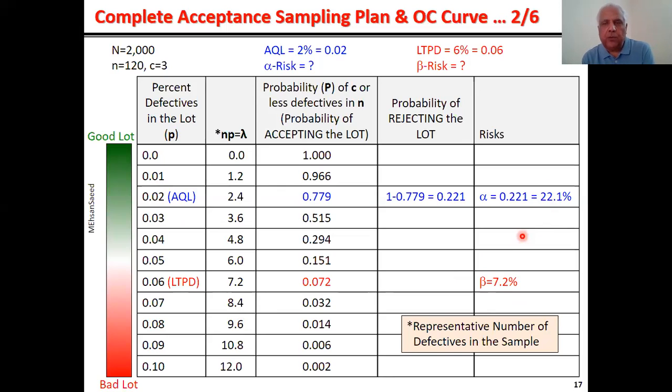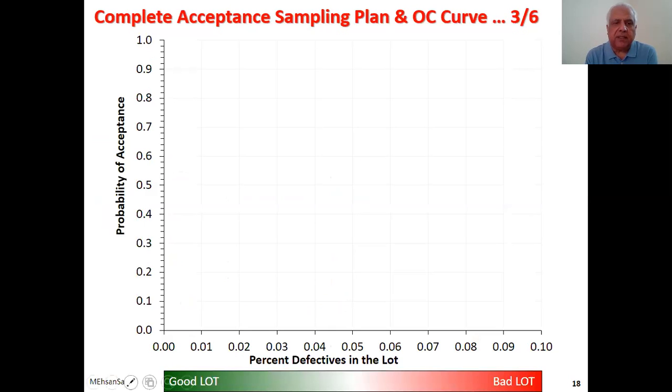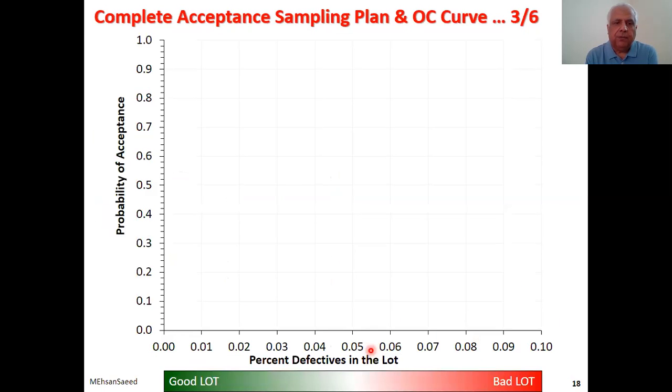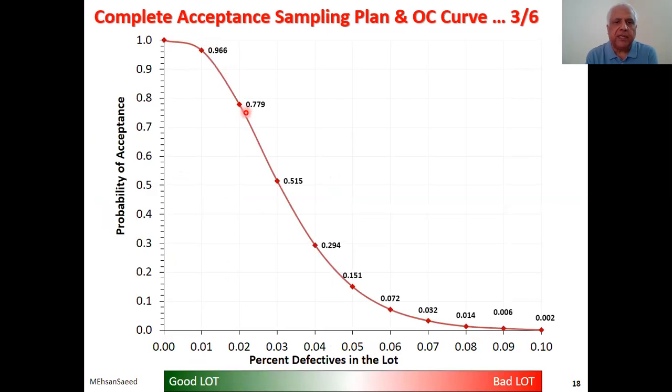So now we will convert this into the OC curve. And for the OC curve, we will plot, if you recall, the quality along the x-axis and the probability along the vertical axis. And let's do that. This is the same quality, good lot on the left, bad on the right. This is the quality level going from 0% to 10%. And this is the probability from bottom up. And if you recall, for the first one, it was 96.6%. So for the first one, it is 96.6%, and then the rest of the graph.